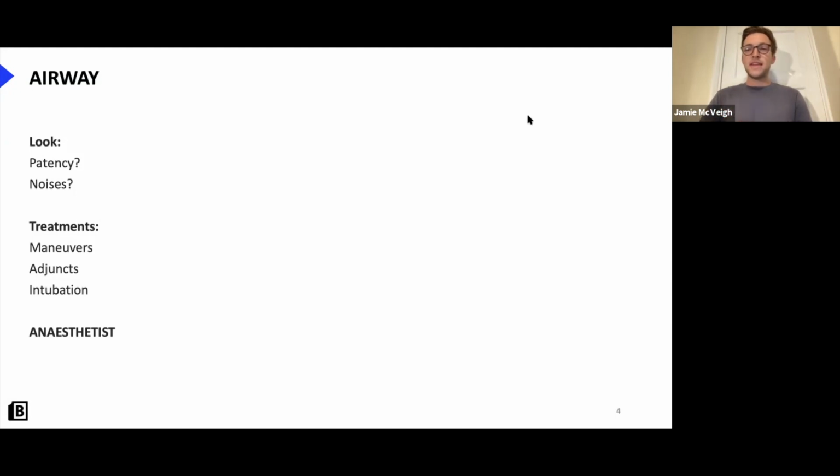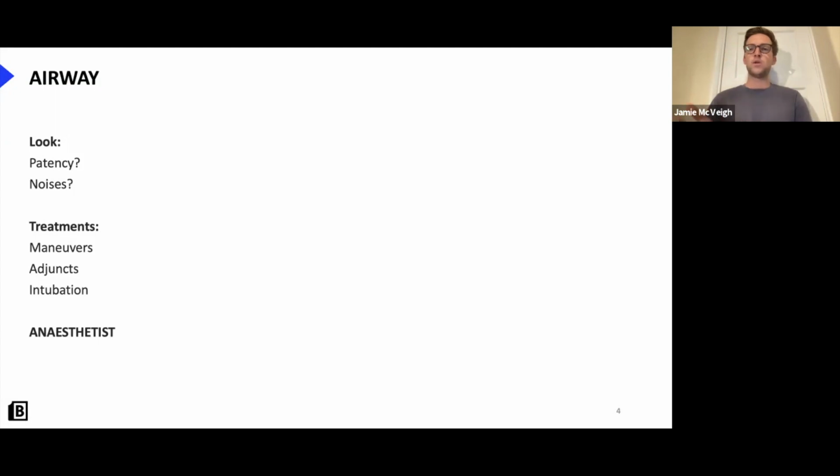Another adjunct is a nasopharyngeal airway. It's very similar to an NG tube but thicker. It's only about that long, and it goes straight back, and that helps to keep the airway patent as well.